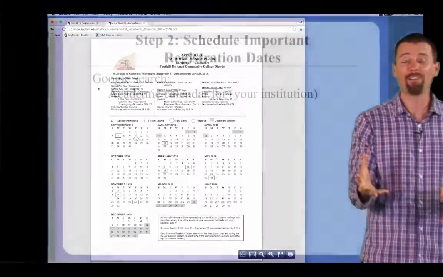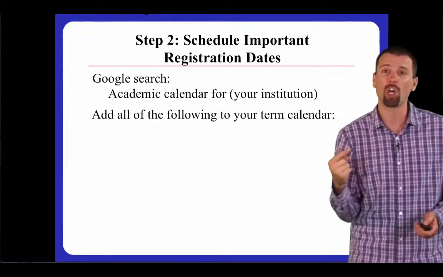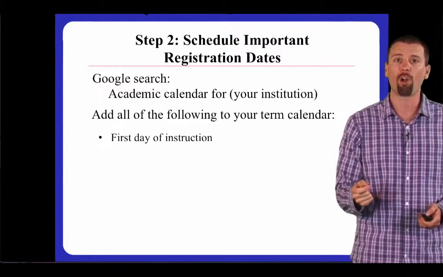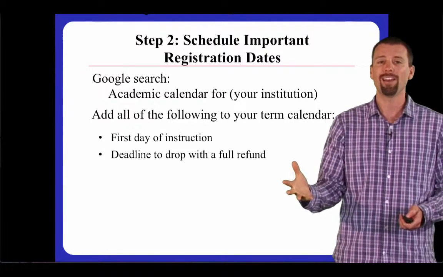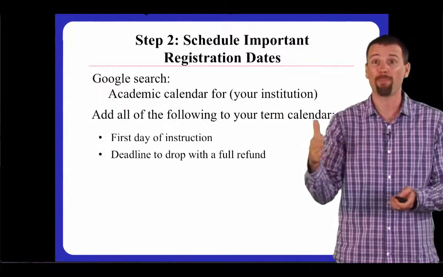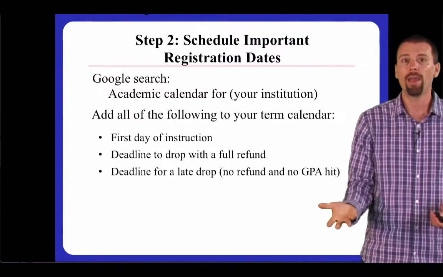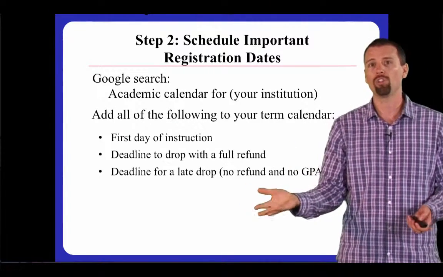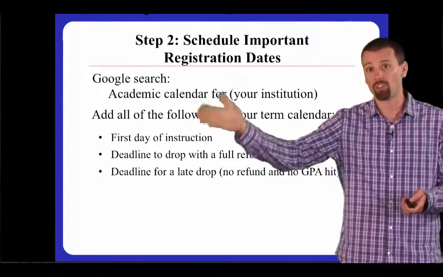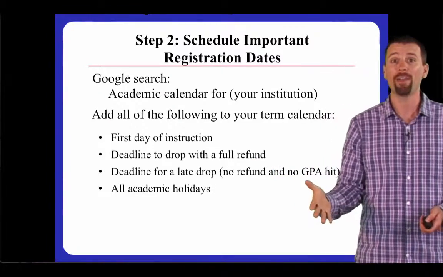So once we have those academic days, we're going to go ahead and transfer those onto our blank calendars. Make sure to include all of the following: the first day of instruction, deadline to drop for a full refund. Oftentimes, if you drop before a certain date, you can get all your money back, and that's a nice thing to know about. There's also what a lot of institutions call a deadline for a late drop or a withdrawal, and that's a drop after the deadline for a full refund, but you can still get out without a letter grade.